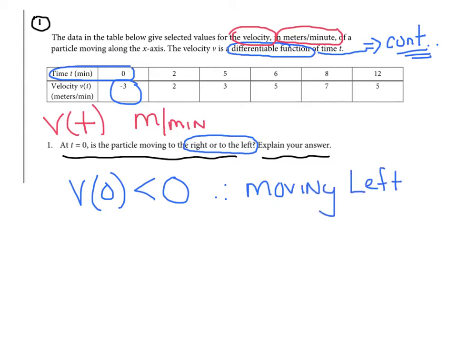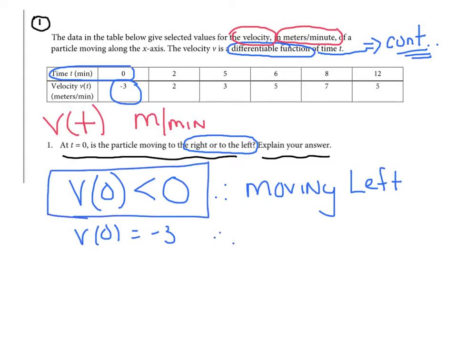Okay, now how else could you say that? Well, you could actually say what it is. You could say v of 0 equals -3. Therefore, the particle is moving to the left. But typically, this is just perfect. v of 0 is less than 0.